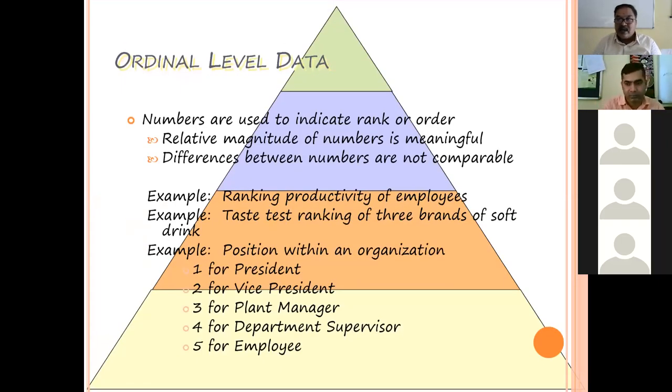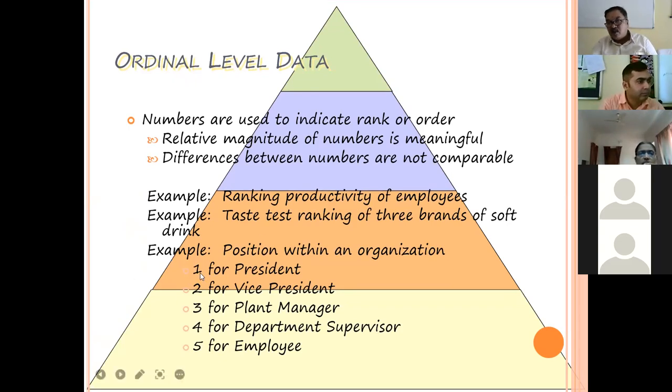Like that, the second category of data is the scale of data. It is the ordinal level data. Ordinal level data: numbers are used to indicate rank or order. So like that, there is some order. 1 is for representing president, and there is also some order: president, vice president, plant manager, department supervisor, and employee.